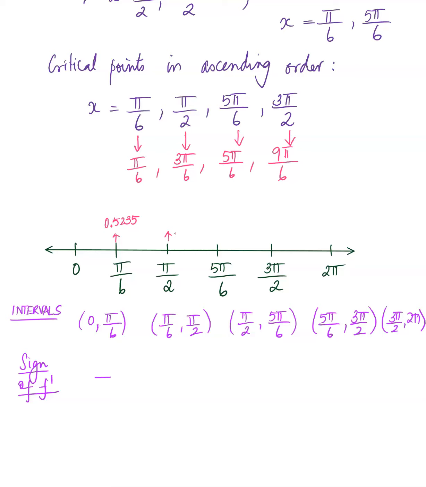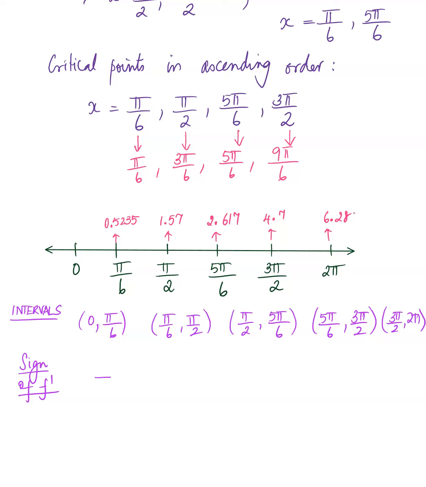You might have guessed this is going to be approximately 1.5 something because pi is 3.14. So this is going to be 1.57. Then you have 5 pi over 6, 2.617. 3 pi over 2, 4.7. And 2 pi will be 6.28.